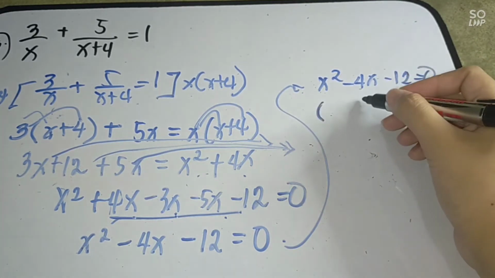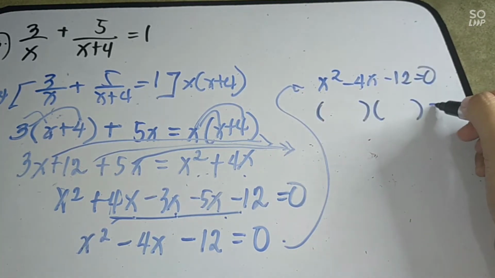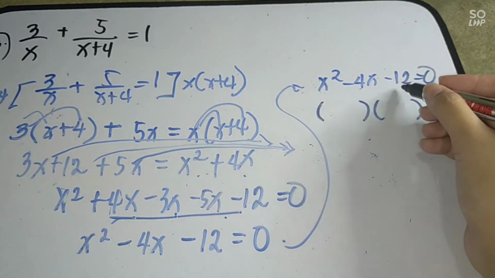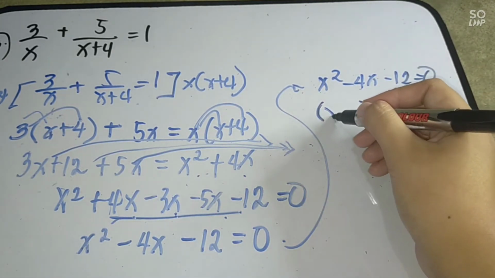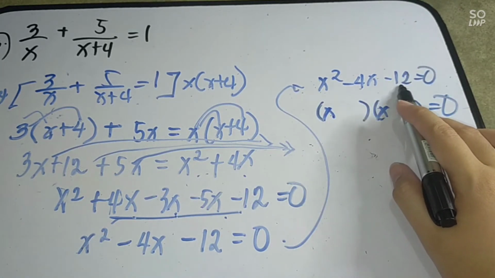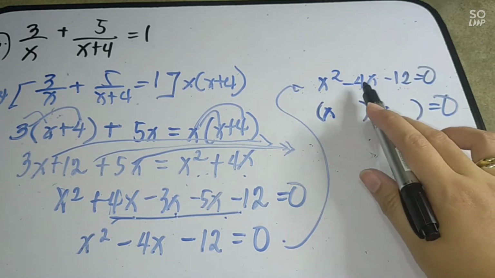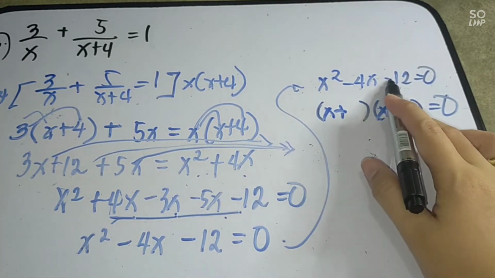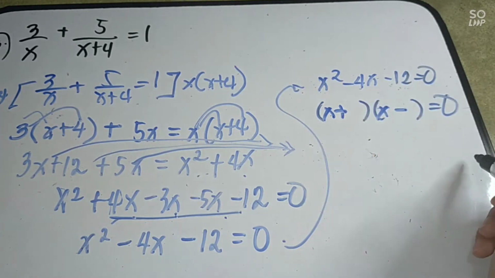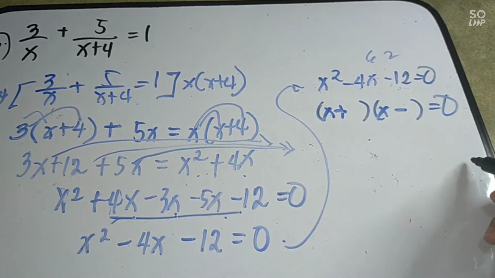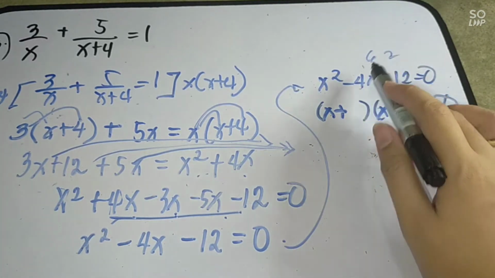So, let us factor. So, it is equal to 0. Let us think a number. So, since we have here negative 12, so we have here x and x, think a number, factors ni 12, kung saan, pag sinubtract mo ay 4. Bakit sinubtract? Kasi, dapat yan ay positive and negative. Kasi negative yung third term natin. So, we have 6 and 2. Diba? If you subtract 6 minus 2, the answer is 4.